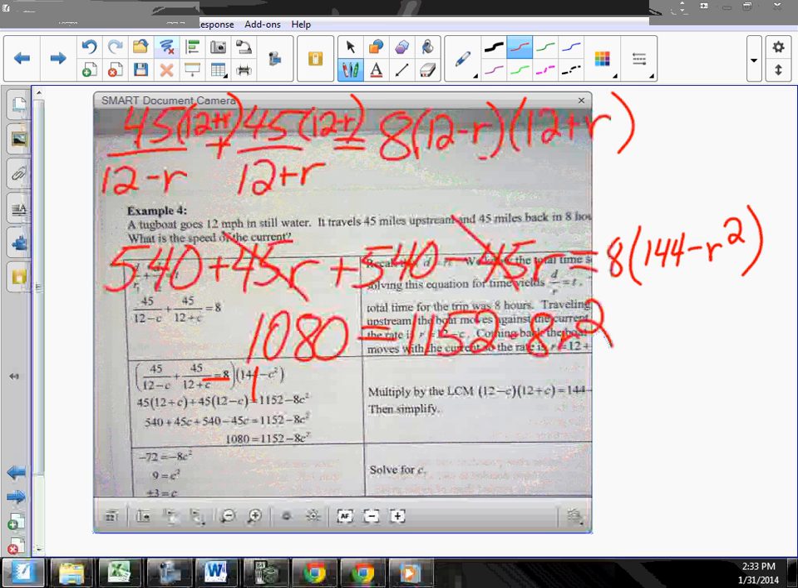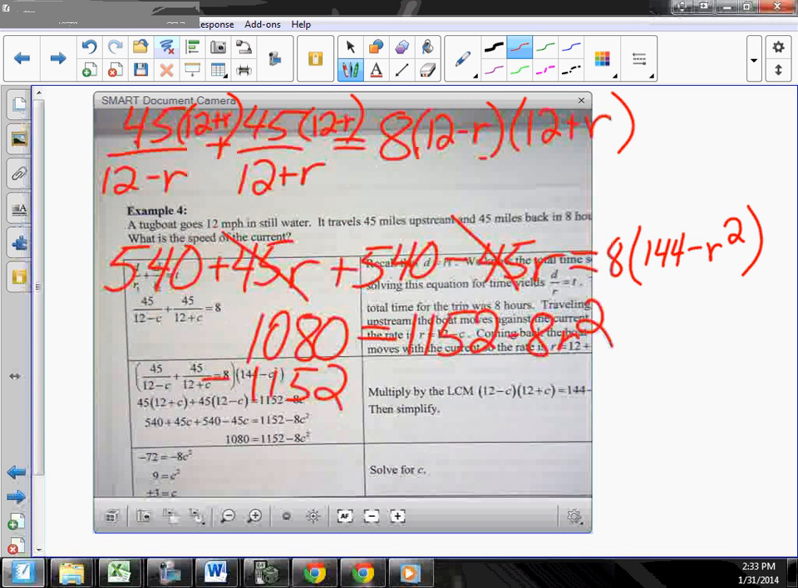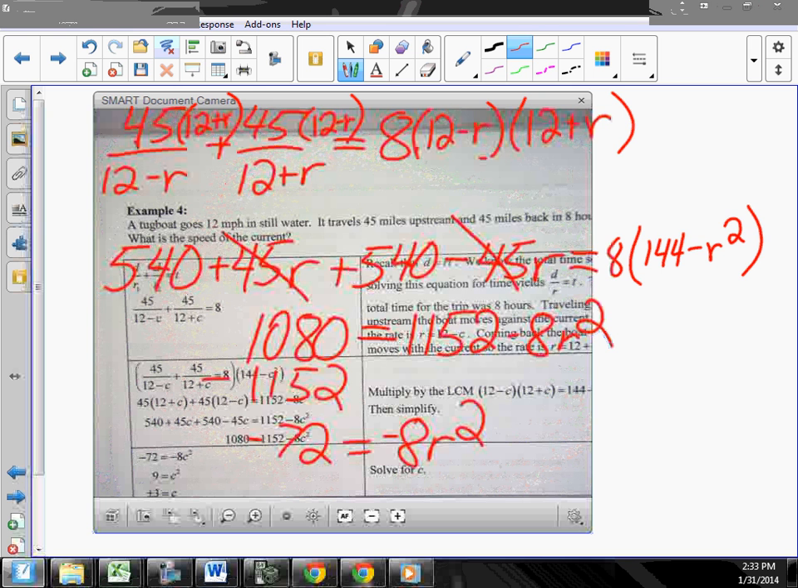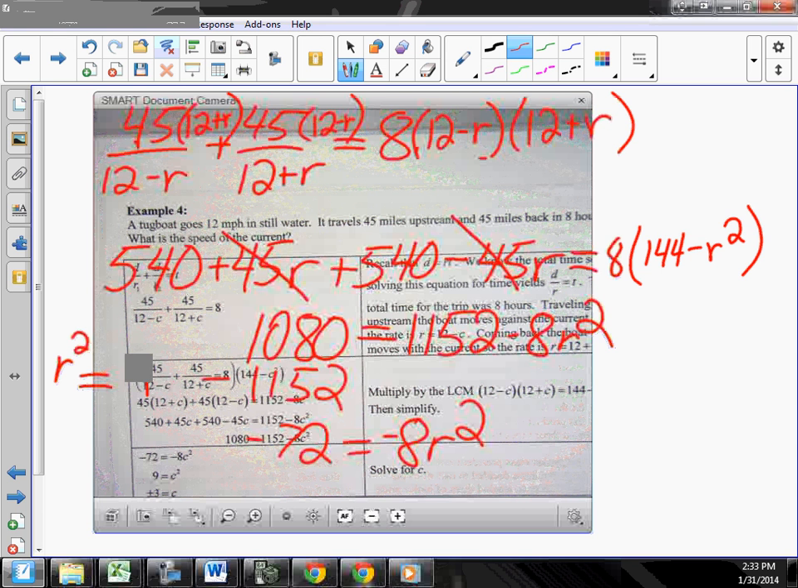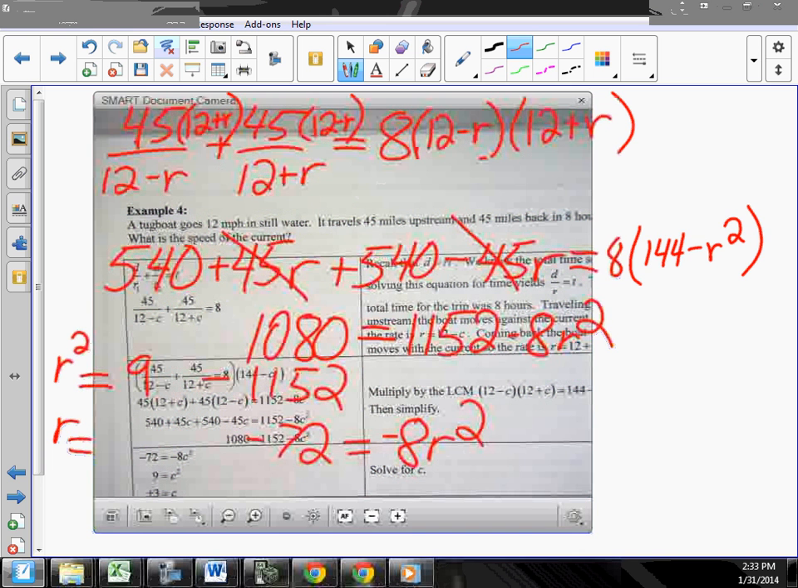Subtract 1152 from 2072, negative 72. So negative 72 equals negative 8r squared. Divide by negative 8. So r squared equals 9. So r equals plus or minus 3.